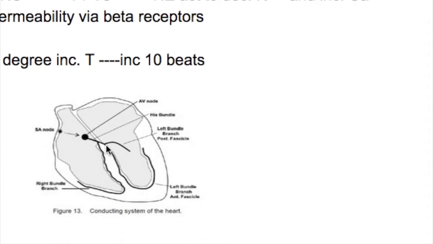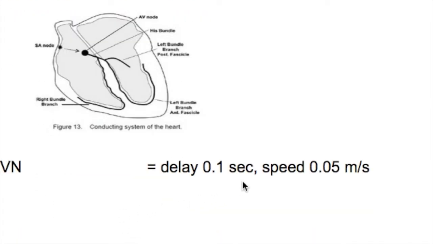What happens to the impulse in the AV node? The impulse in the AV node delays. How long does it delay? It delays for 0.1 second. And what's the speed of conduction in the AV node? It's 0.05 meter per second.